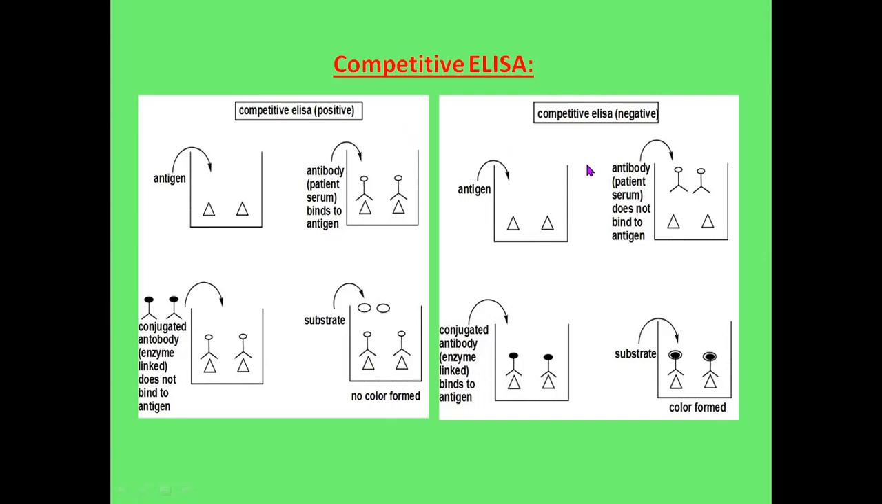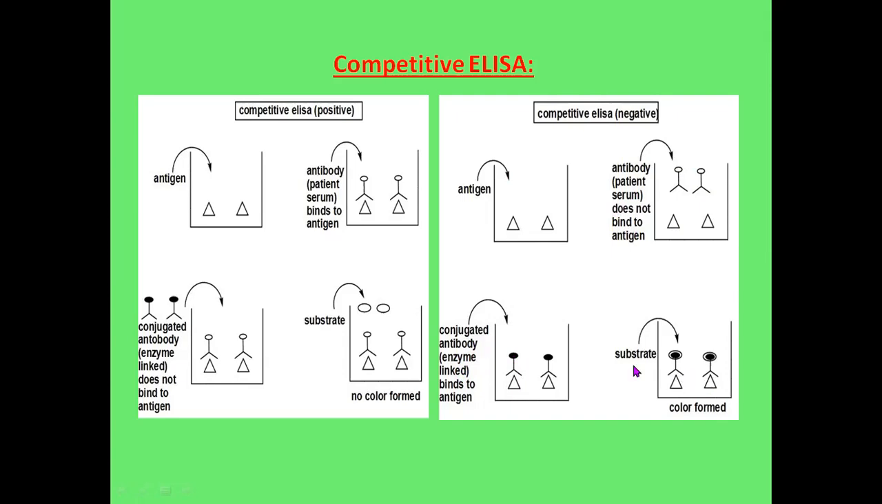In case of negative, the first step is similar. The well is coated with the antigen. Then you add antibody, that is, patient serum, which will not bind. In a negative test, there is no specificity between this antigen and this antibody, so it will not bind. When it does not bind and you add the second antibody, the enzyme-linked antibody, this will bind. So in case of negative, the second conjugated antibody, which contains enzyme, will bind.